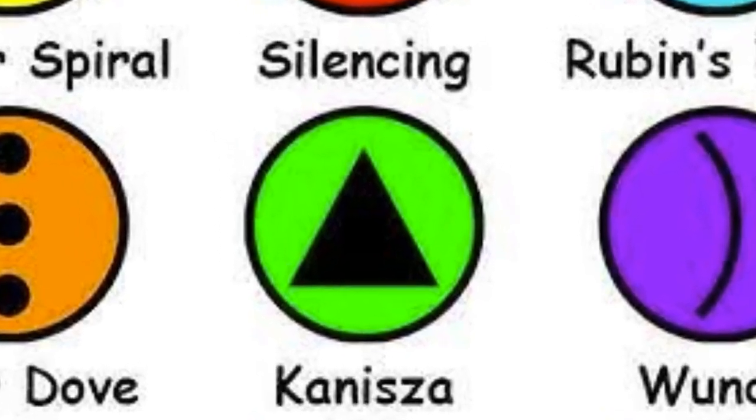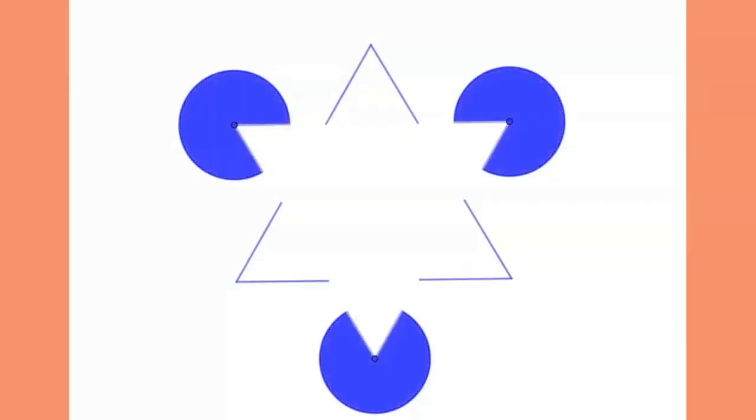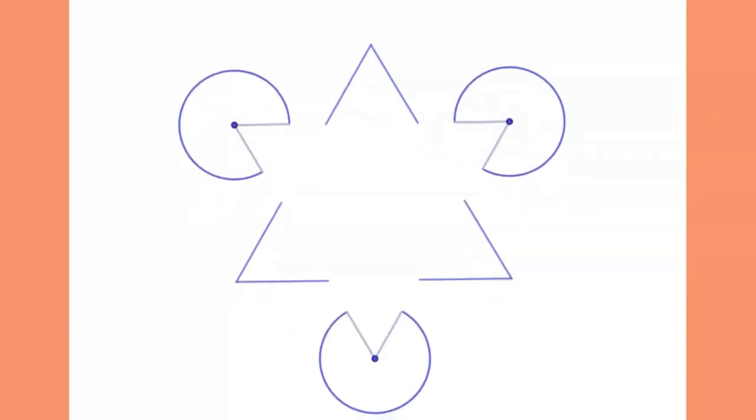Number 21. Kanizsa triangle. Behold the Kanizsa triangle. Even though there are no lines or color changes, our brains perceive a bright white triangle. It's a fantastic example of how our brain fills in missing information to create shapes and patterns.